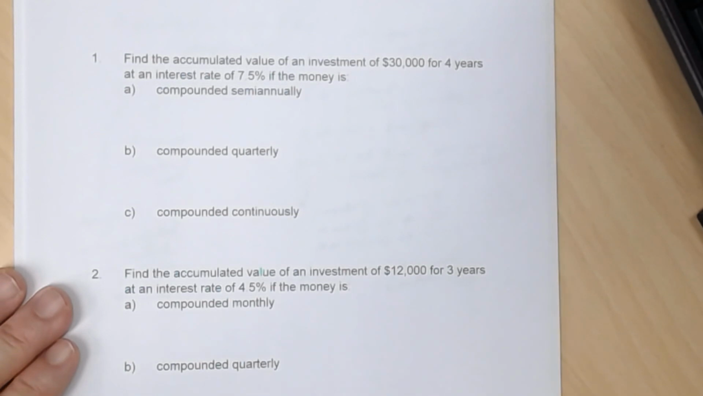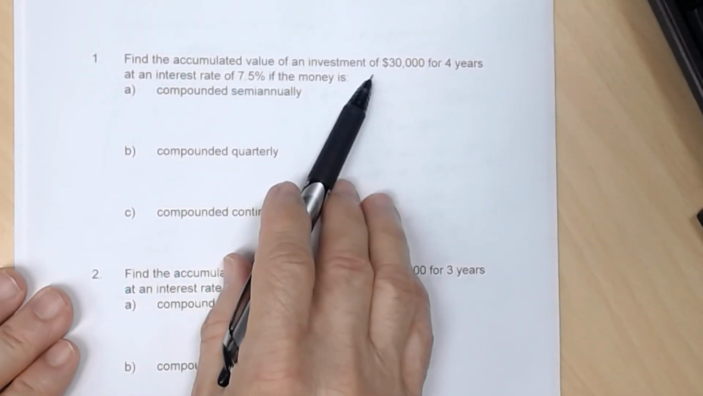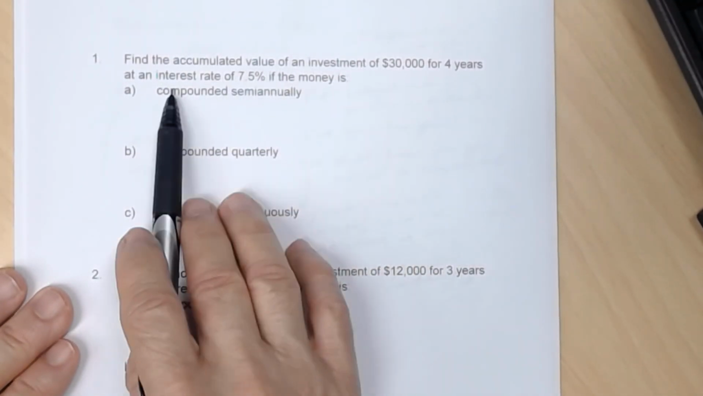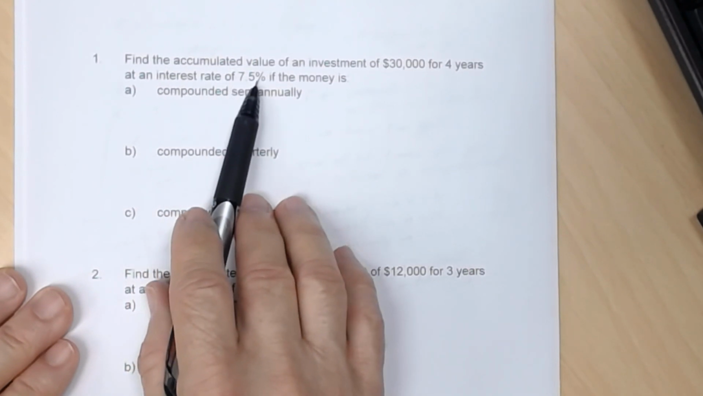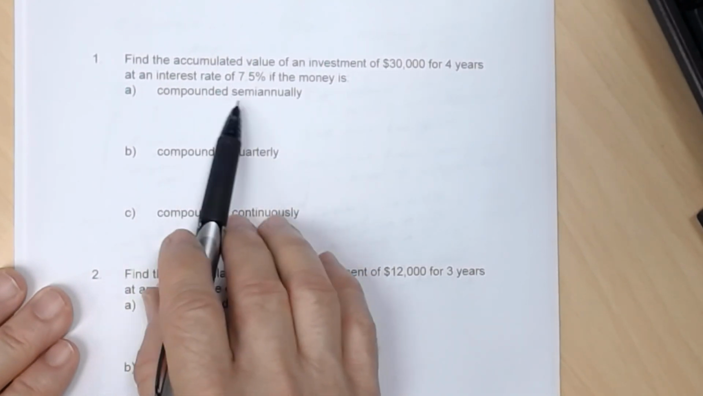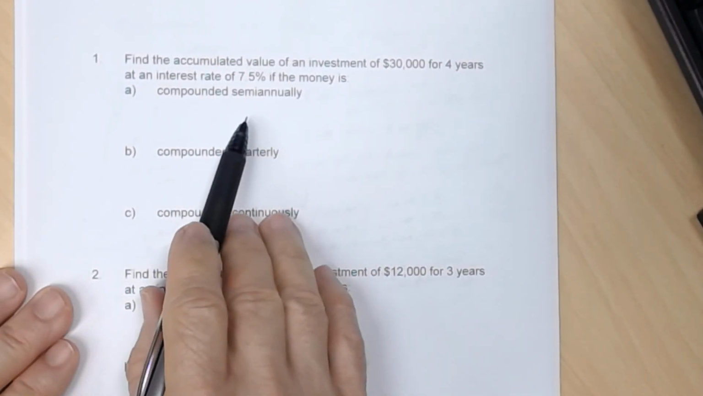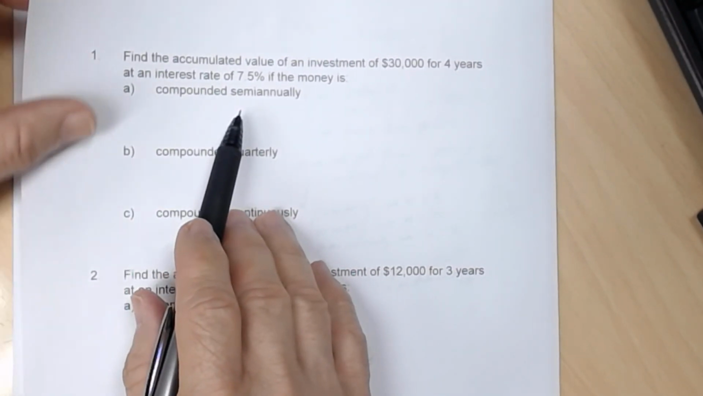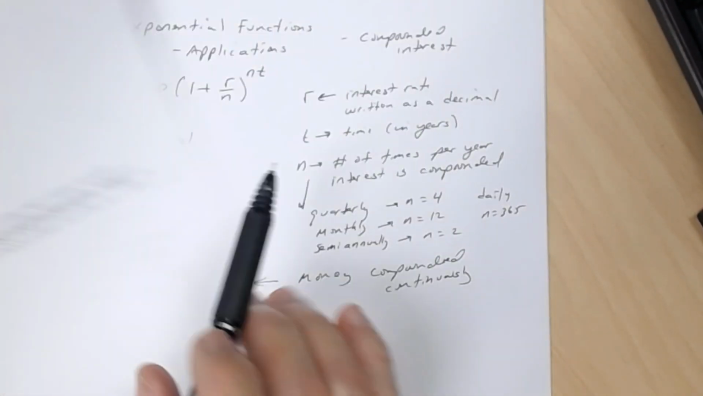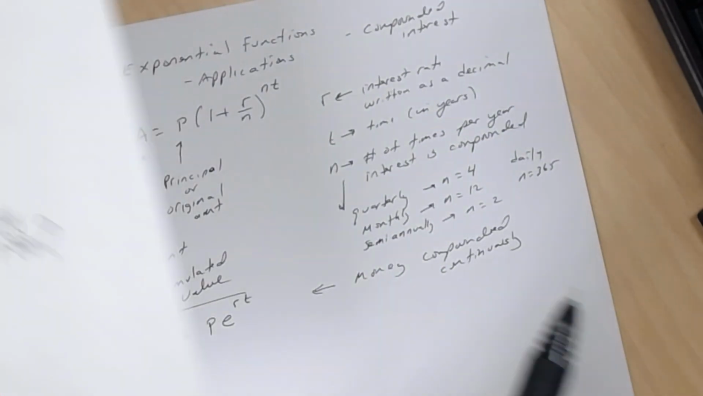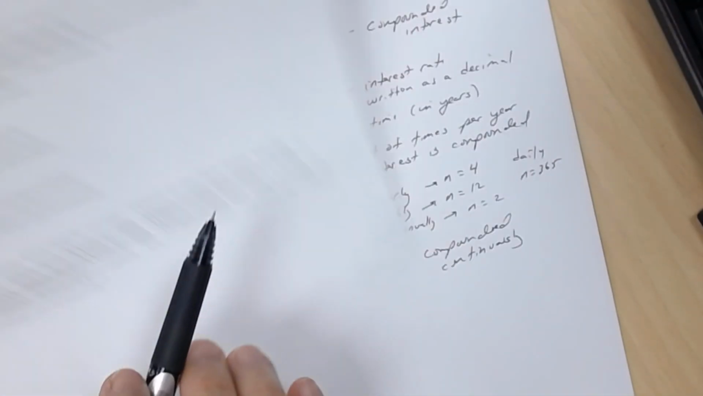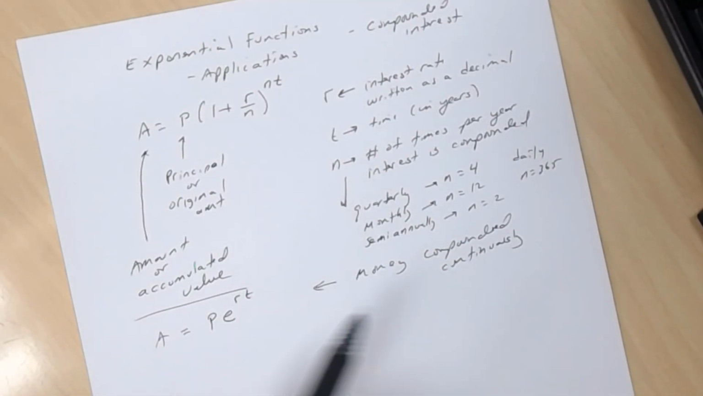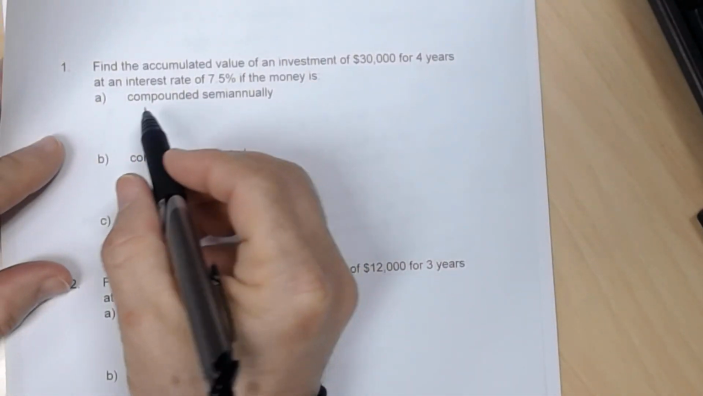Find the accumulated value of an investment of $30,000 for 4 years at an interest rate of 7.5% if the money is compounded semi-annually. The formula you're going to use, if it's semi-annually or quarterly, is this one. If it says continuously, then that's the PERT one. Okay, so here's what you're going to do.